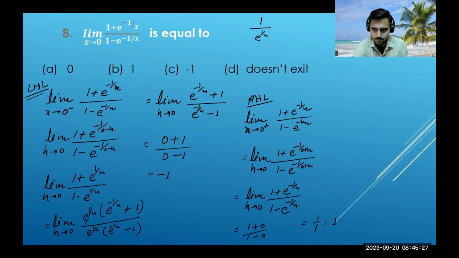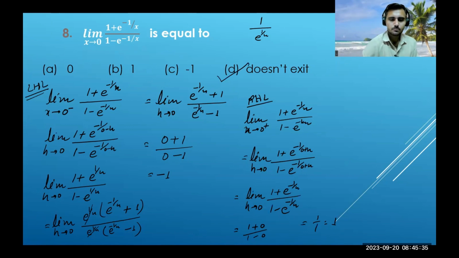So both limits are not equal. So that's why limit does not exist for this expression. That's the answer. That's all. So in this question, I think we just need to understand how we can take both limits, left hand limit and right hand limit. And for right hand limit and left hand limit, we just convert into an h function, right? So then it will become very easy.